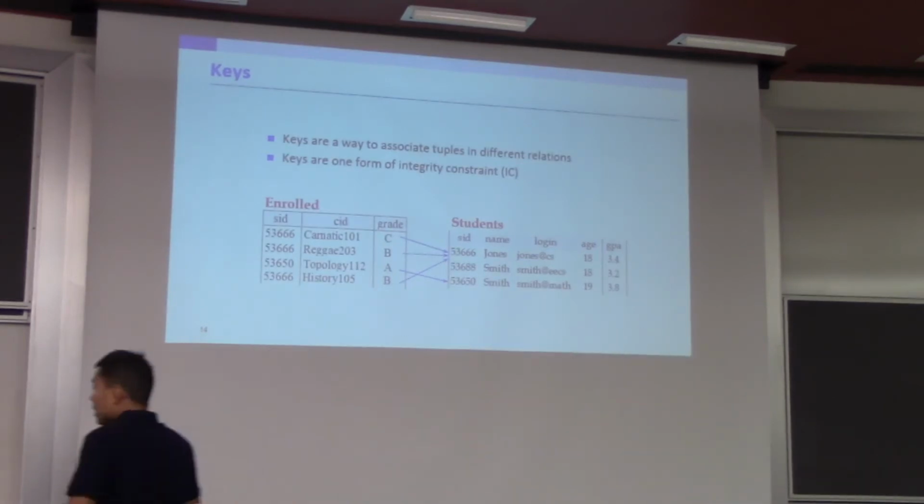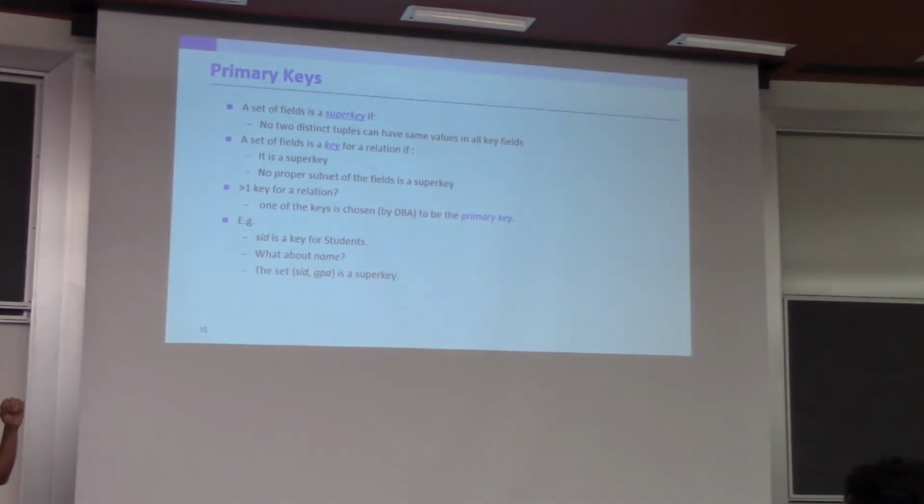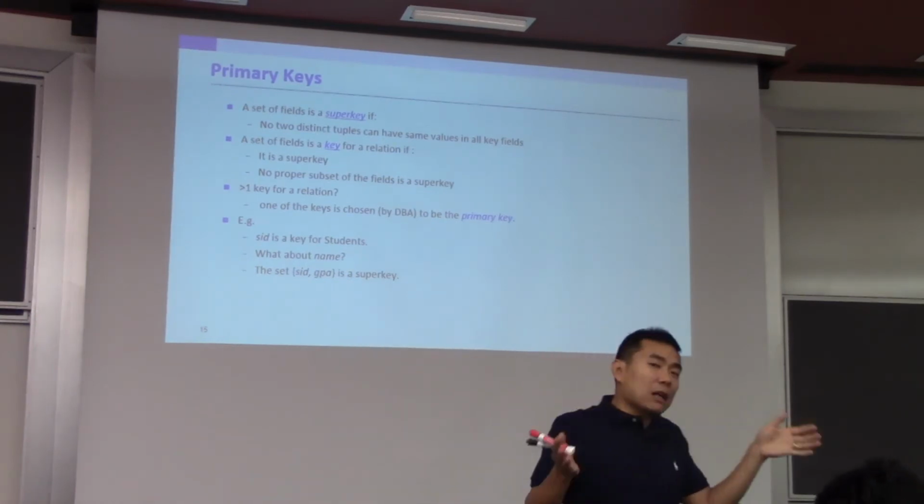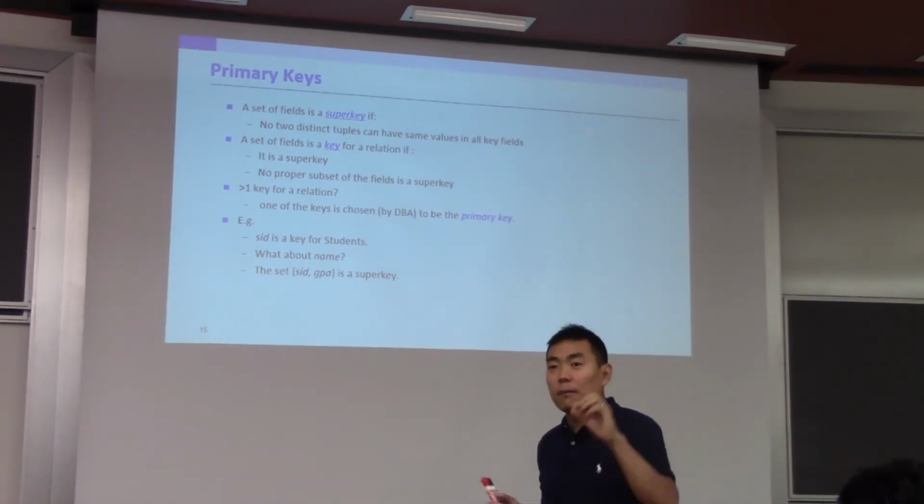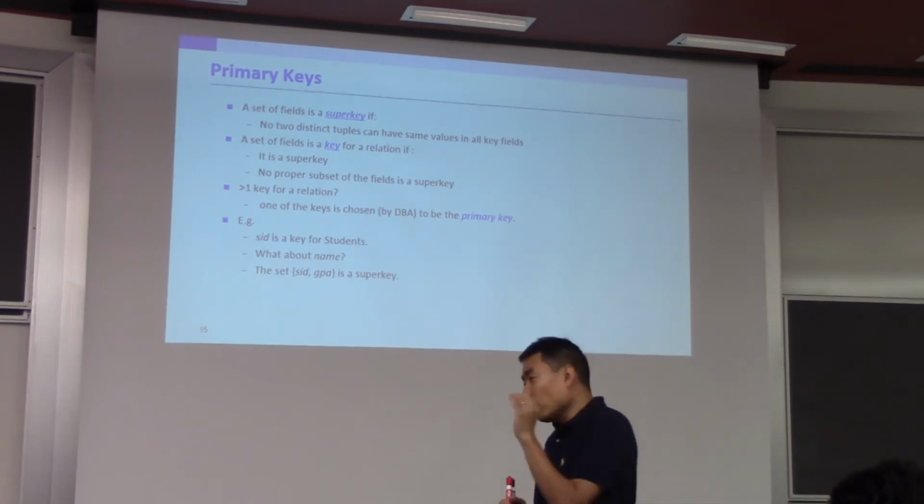So it really depends on what kind of constraints you have from your application. Okay? So that's the concept of keys. Once you understand the concept of keys, you will be able to understand the following. The first is primary key. You may have multiple keys. As we see from the student example, student ID and login both can be keys. What if you have multiple keys?